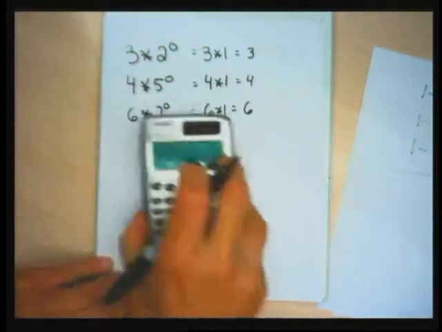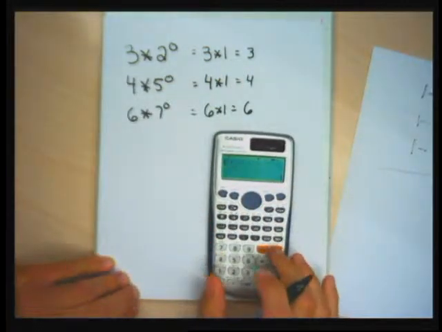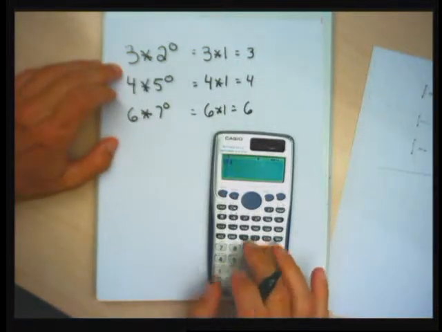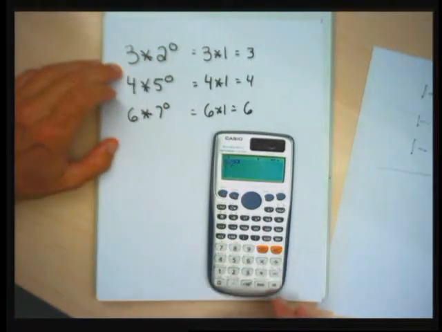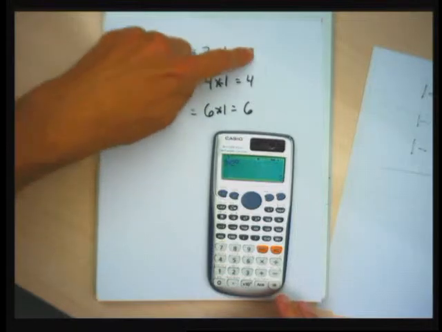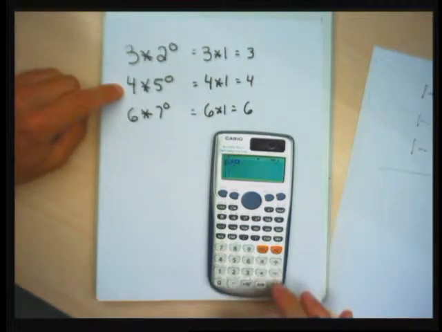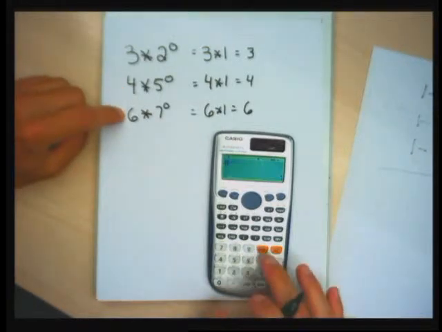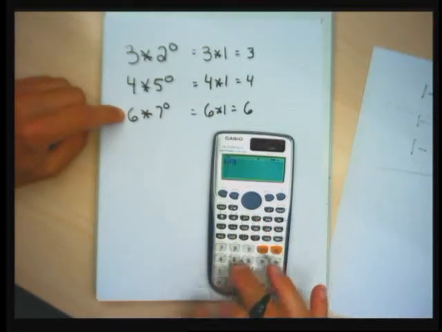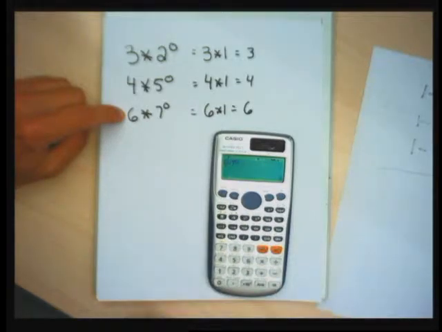And again, I'll show all these on my calculator. The nice thing about doing problems without letters is they're easy to do on my calculator. So 3 times 2 to the 0 power is 3. 4 times 5 to the 0 power is 4. And 6 times 7 to the 0 power is 6.